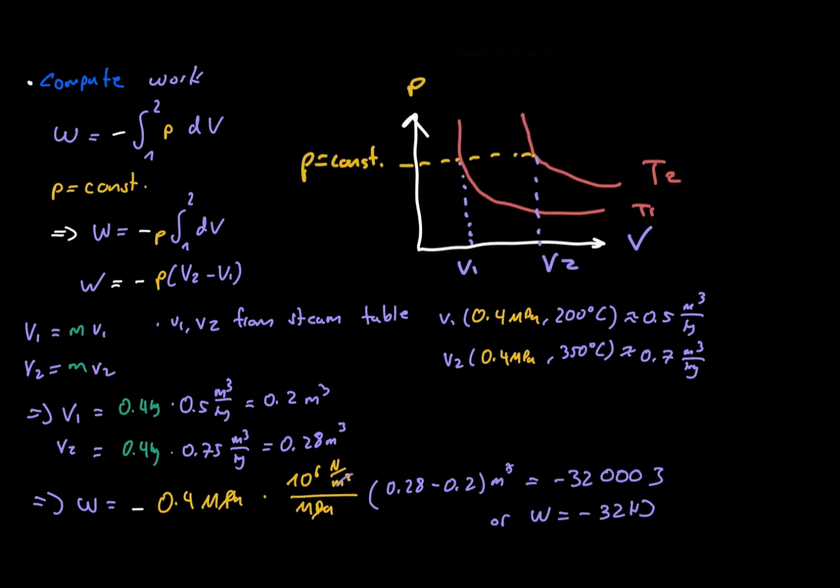In the pressure volume diagram, this corresponds to the area under the curve. So, the shaded rectangle represents the work done by the system.